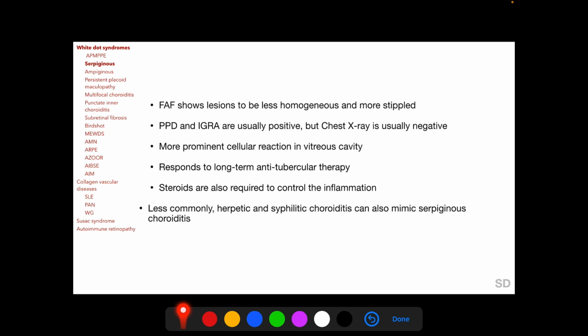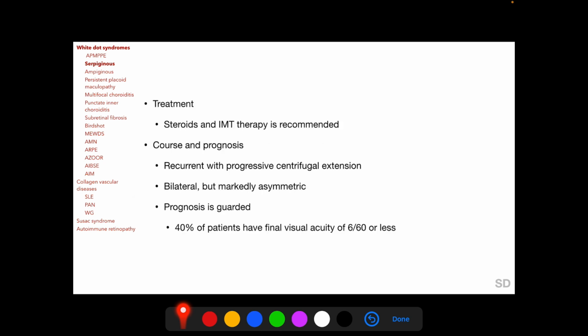Less commonly, herpetic and syphilitic choroiditis can also mimic serpiginous choroiditis. For serpiginous choroiditis, steroids and immunomodulatory therapy is recommended, and serpiginous choroiditis is usually a recurrent disease unlike APMPPE with progressive centrifugal extension. It is usually bilateral but can be markedly asymmetric, and the prognosis is guarded. 40% of patients have a final visual acuity of 6/60 or less.